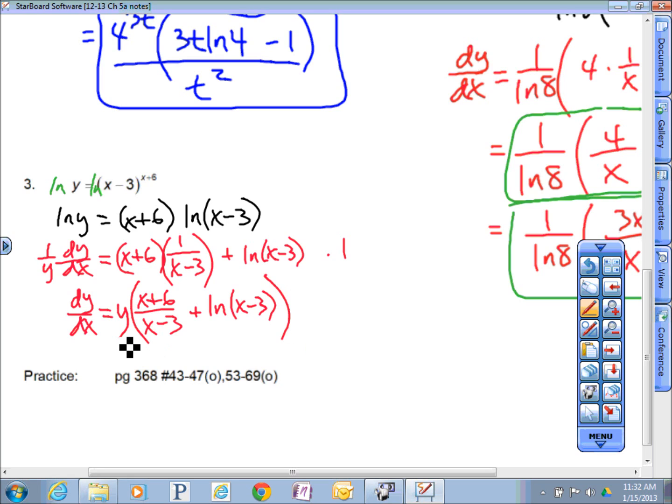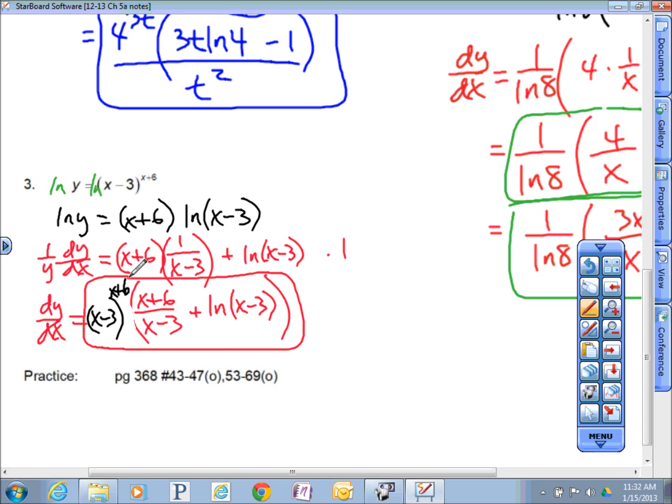And if you wanted to get dy dx by itself, you'd have to multiply all of this by y. Well, what's y the same as? Here, let's move this over so I can see it. Y is the same thing as the quantity x minus 3 raised to the x plus 6 power. And yes, you could get a common denominator inside that red parentheses, but with the natural log, I don't think it's really going to do you any good. So your standardized test answer is probably going to look just like what I have inside that box. So there we are. We're dealing with our complex exponential and log derivatives.